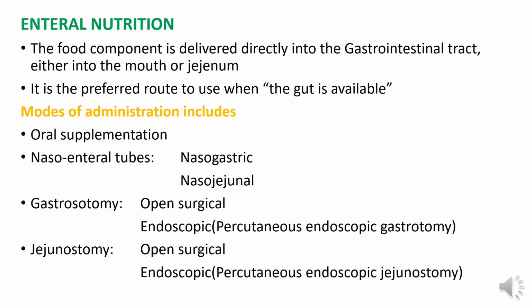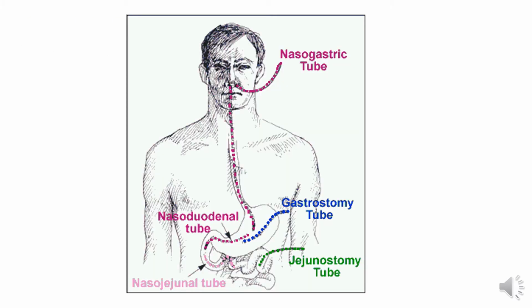In open surgical, an incision is made, like you have to open up to find the jejunum and then pass your tube. For endoscopic, you use an endoscope passed through the nose or through the mouth into the GI tract. You locate the jejunum and then the tube is passed. And here, through a diagram, the anterior abdominal wall.